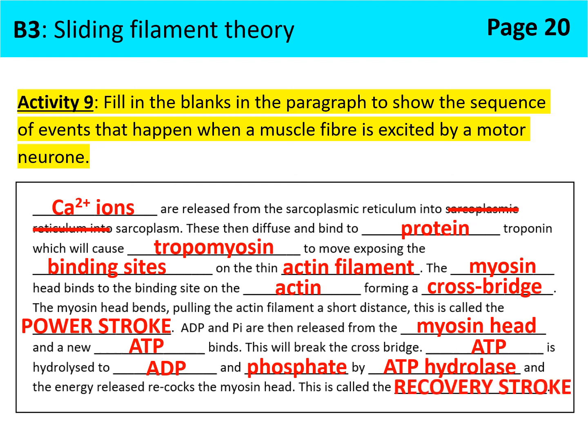Right, the last point then at the bottom of our activity, the energy released from the hydrolysis of ATP recocks the myosin head. That goes back into an active position where it can then form a cross bridge, and that movement of the myosin head into the active position is called the recovery stroke. So all these red terms on this activity you guys will have to learn, and be able to write about as, for example, a 5 or 6 mark exam question.